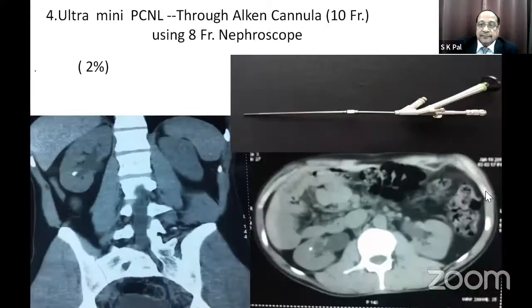Lastly, very few cases like this I would have done through the Ekin cannula of 10 French, using an 8 French nephroscope, which I procured from Apple about 10 years ago, and it is really working very well. But the only problem is, when I use the Ekin cannula and this 8 French nephroscope, I cannot pick up the particles and come out. It is just like RIRS. I fragment it well, dust it well, and leave it there with the stent. Maybe sometimes a nephrostomy can be put, but otherwise only a stent.